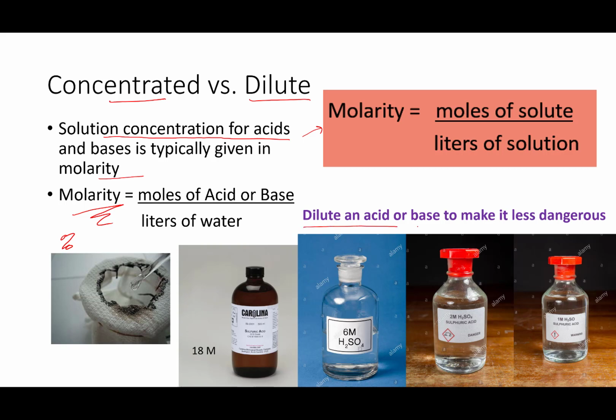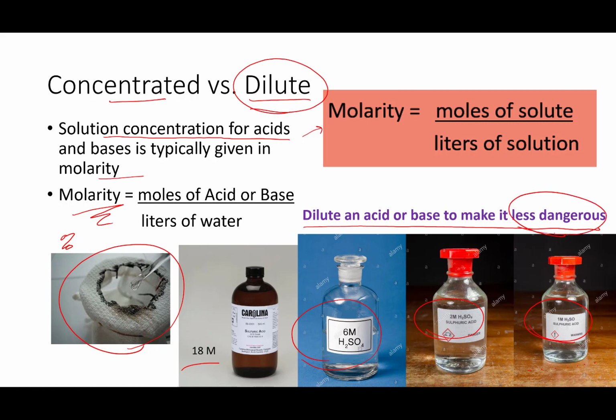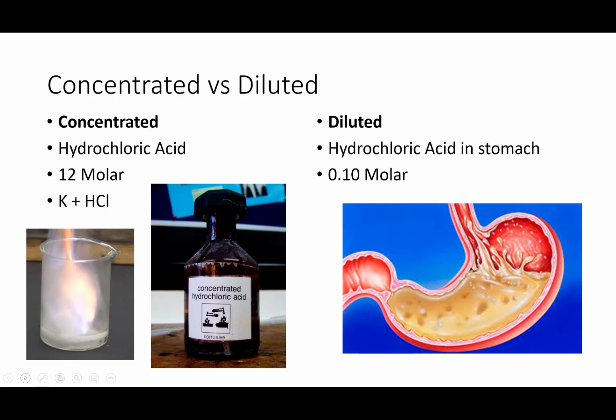You can dilute an acid or base down to make it less dangerous. Concentrated sulfuric acid can eat right through cloth or fabric or skin, which is nasty stuff. But you can dilute it down to 6 molar, 3 molar, 1 molar, and even more and more diluted, and that can make it less dangerous. Is it still nasty stuff? Well, you've got to dilute it down a lot if you want to make it very safe.